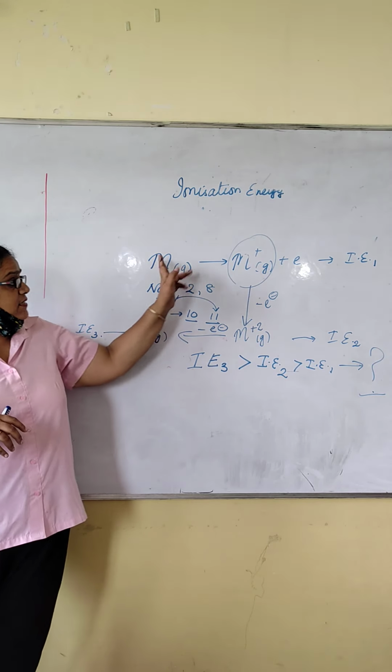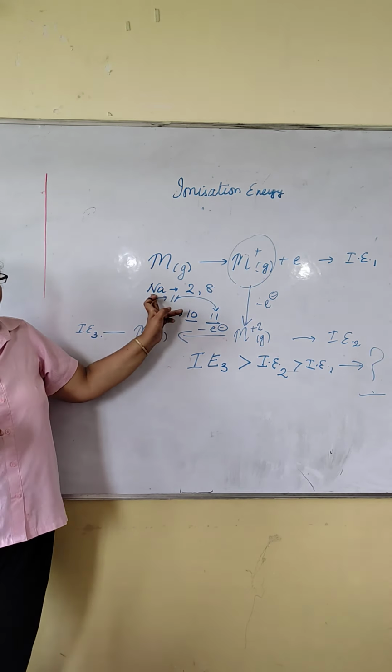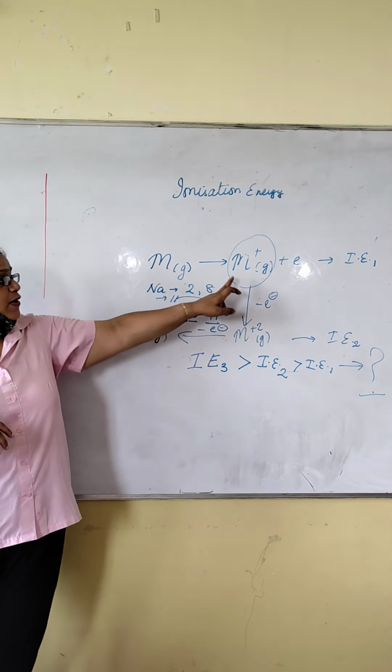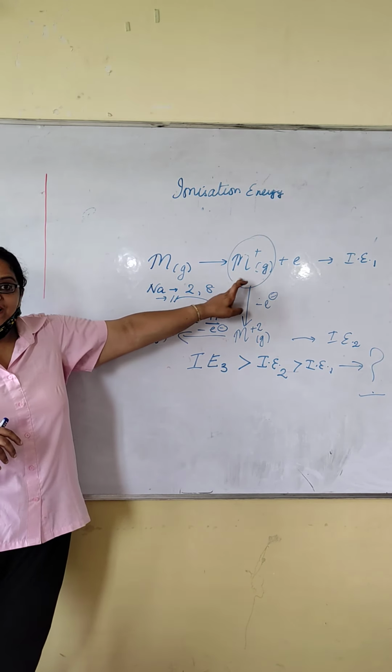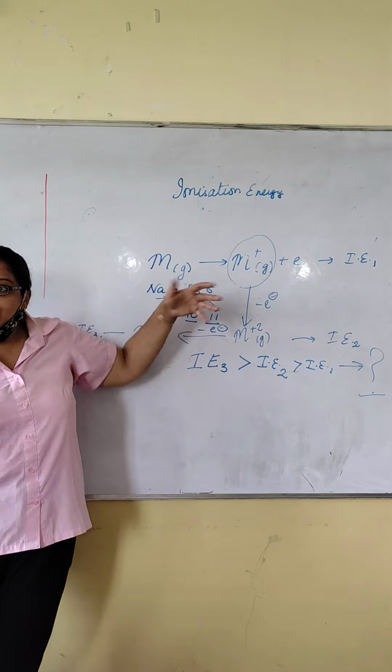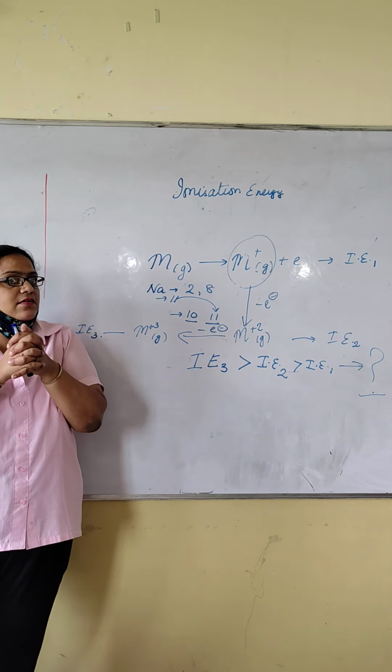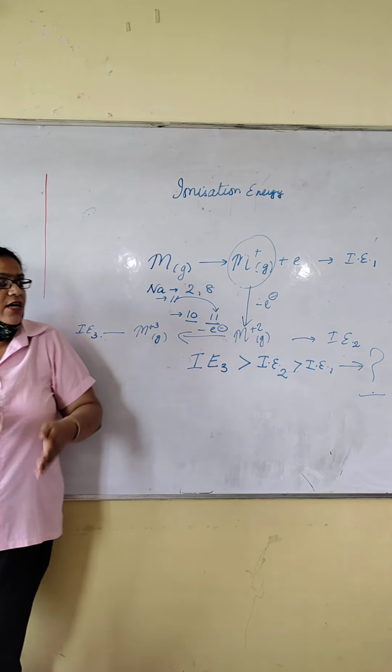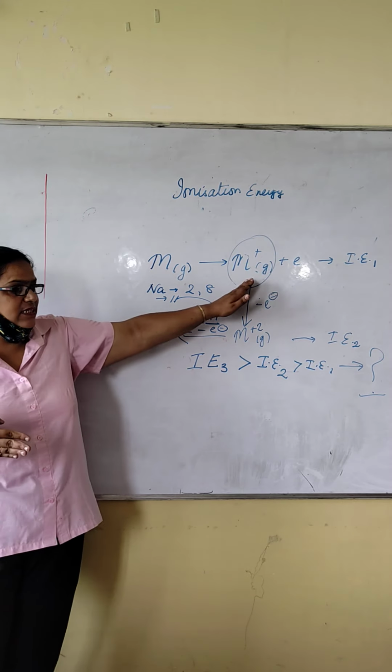Here the nuclear charge is 11 in both cases of sodium. But the number of electrons is less, and the number of shells is less, so they will be more close to the nucleus. So now more energy will be required to remove an electron from this.